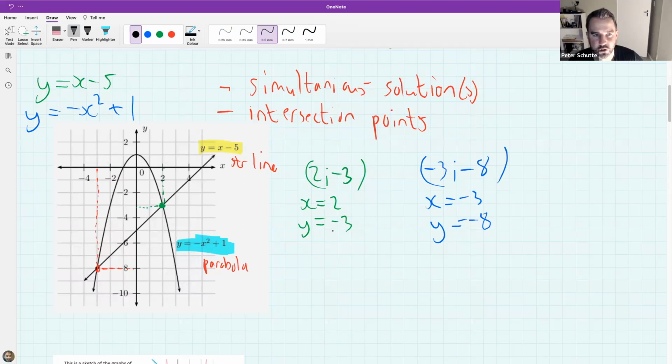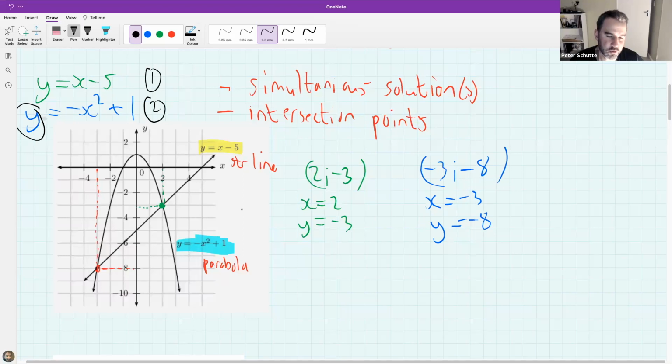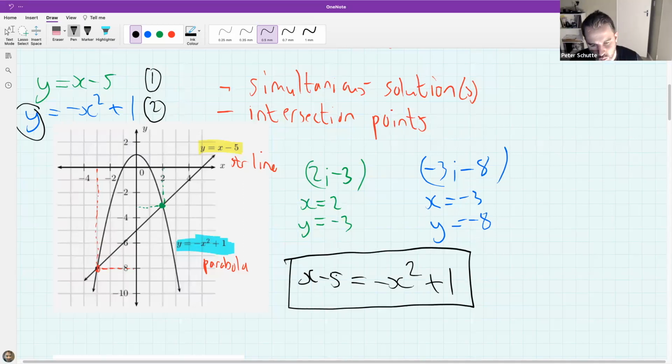So we can use something called substitution. And what we do is we take the easy equation, which is this one, and we sub it into the hard one. So if I do that, I'm going to replace this y here with x minus 5 equals -x squared plus 1. And what that does is it eliminates one of the variables, y, by subbing in. Give me a thumbs up if you understand what I did here when I subbed the easy equation into the hard one to eliminate the variable y.